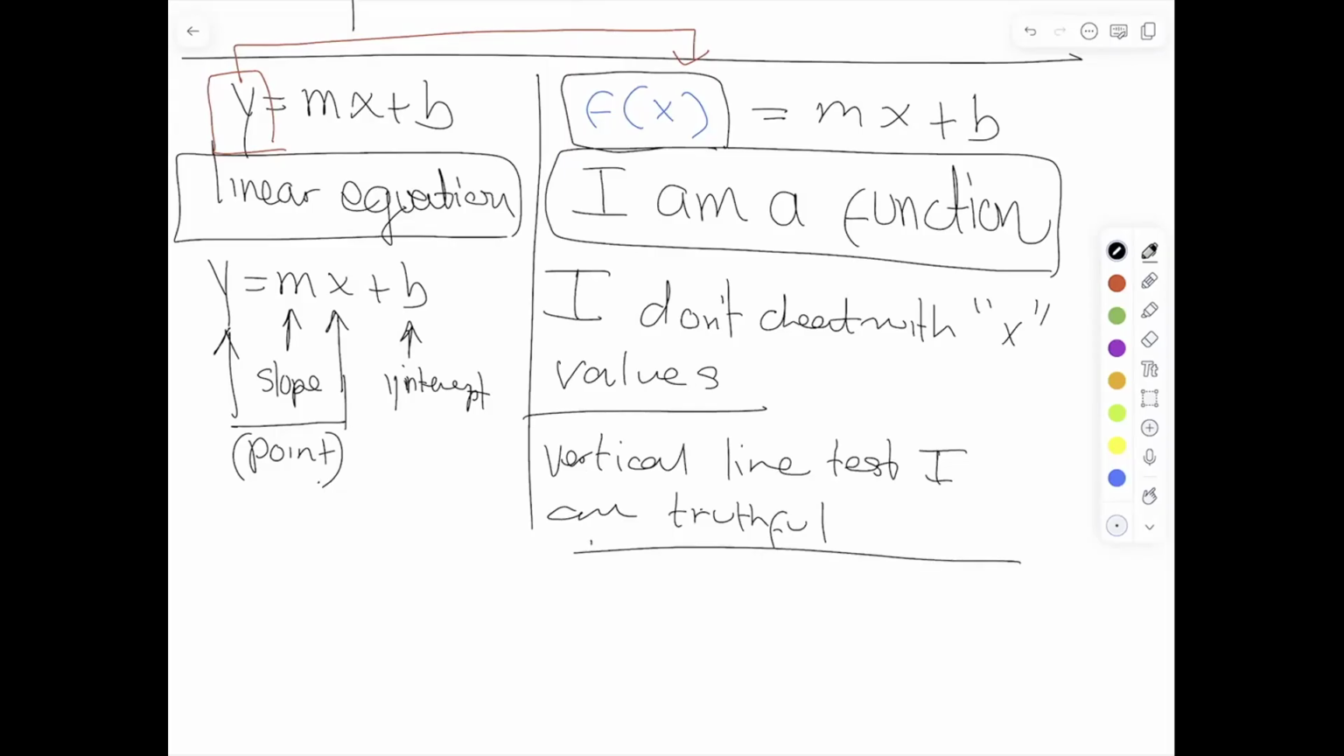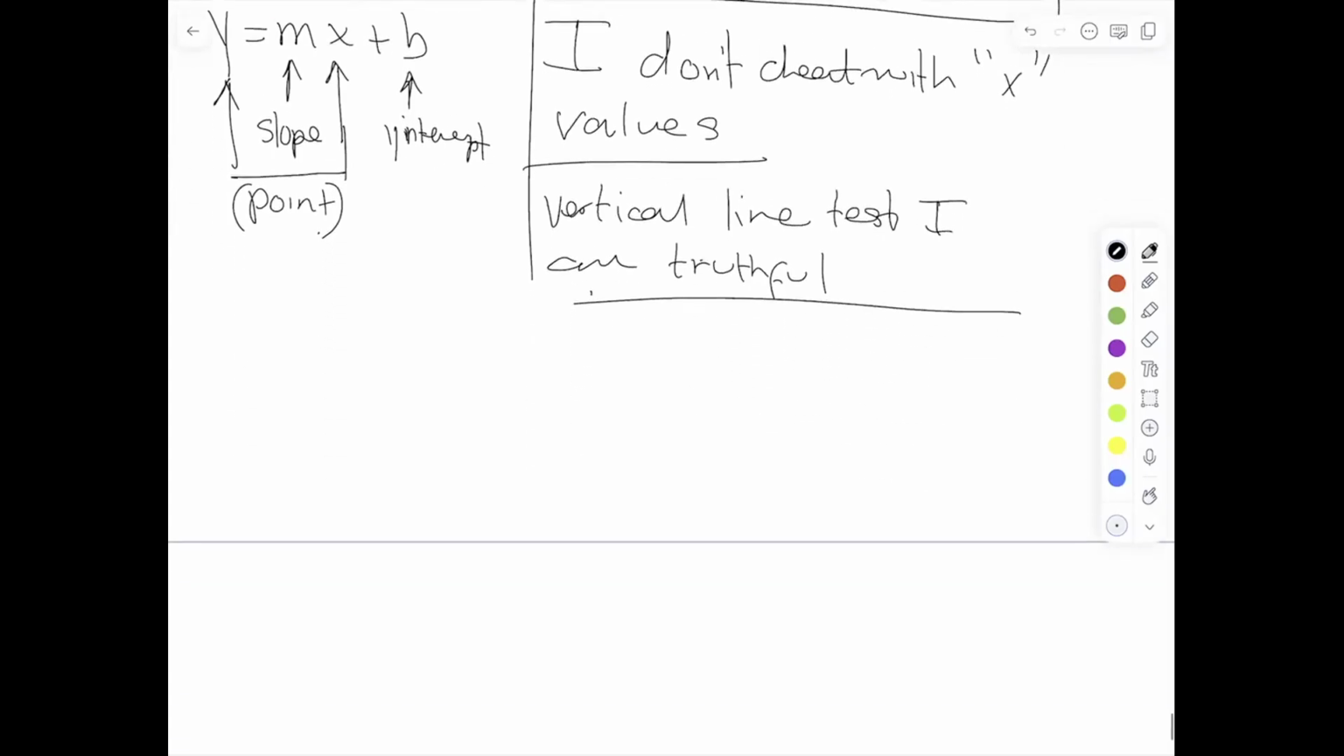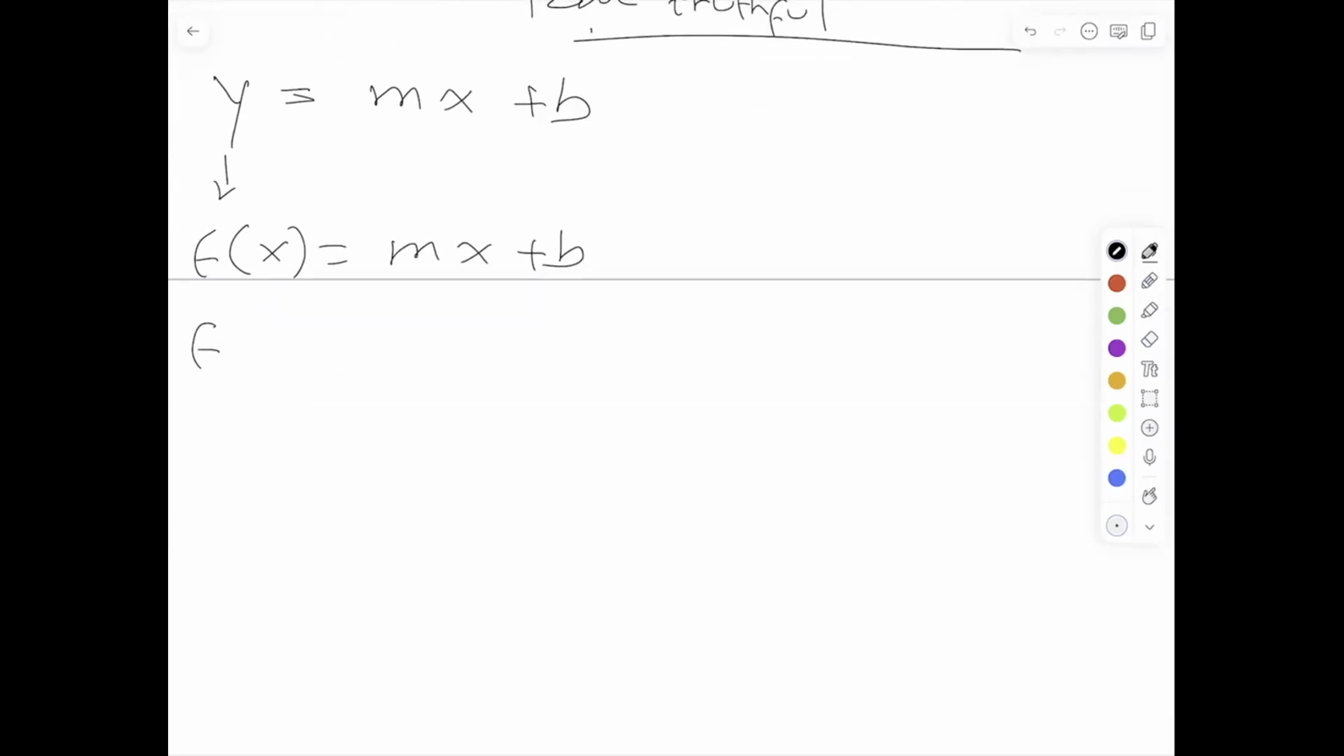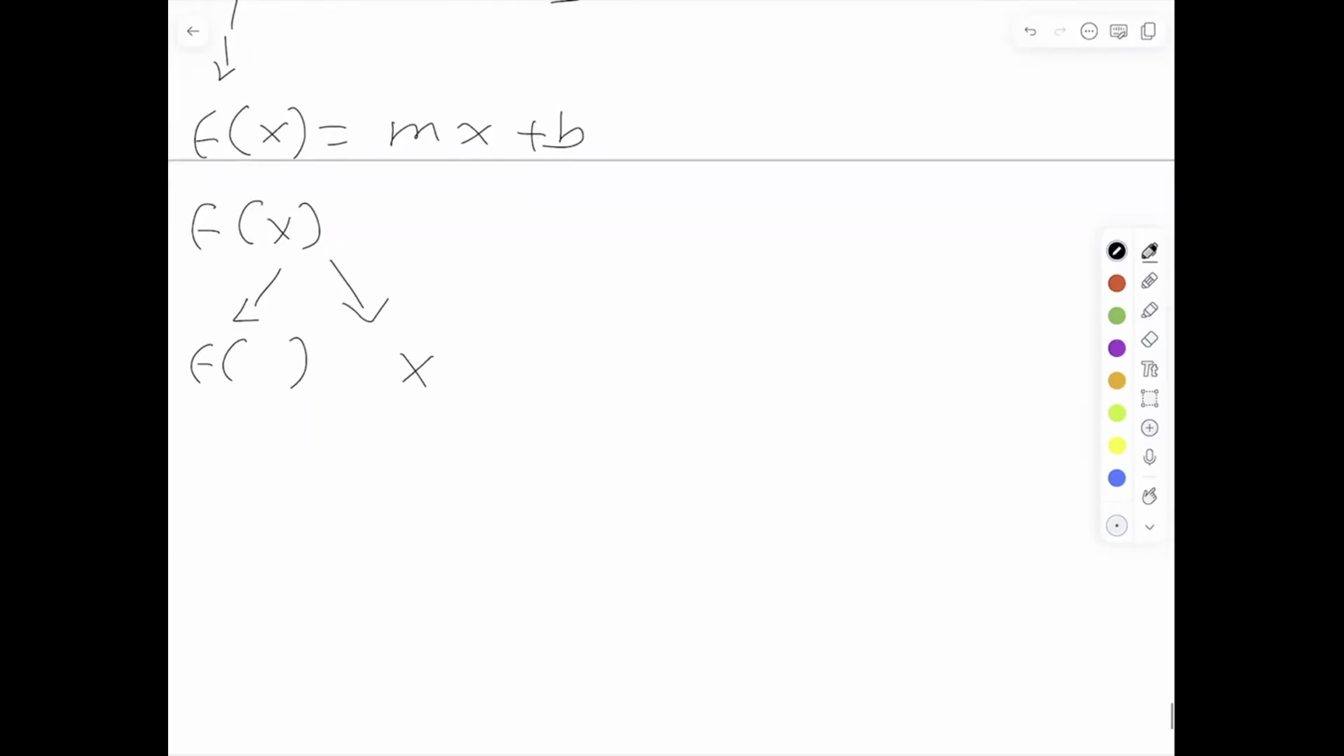So now let's explain the f of x. So we had y is equal to mx plus b, and that became f of x is equal to mx plus b. Let's explain the f of x. So let's break it down. So we have f parentheses and we have an x. Does everyone understand this concept? The f of x is broken up. Do you understand that? And we put it together.